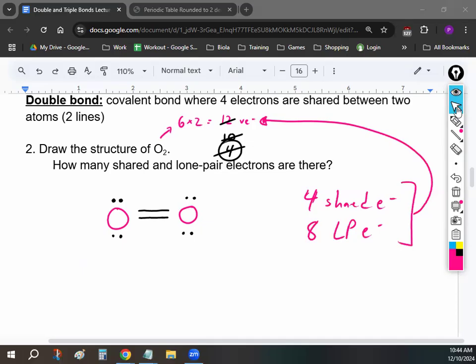All right, any questions on that? Hopefully not too bad. Again, it's just adding 2 more electrons in between them. All right, so that's a double bond.